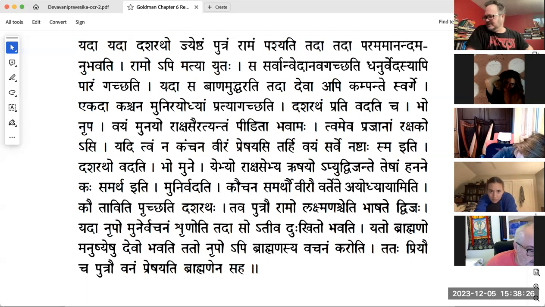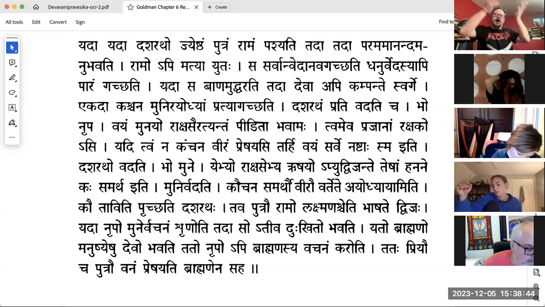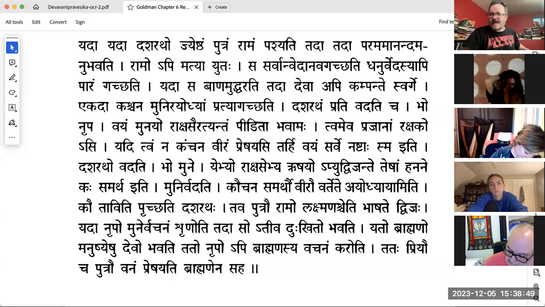So udharati, and that is: arrow removes. So udharati, you have the root dri, which means to hold, and ud means up. So I've translated, raises. Yes, exactly. He raised, so he holds up. So yada and tada, what do we know those to be?